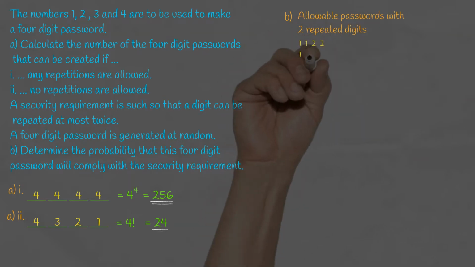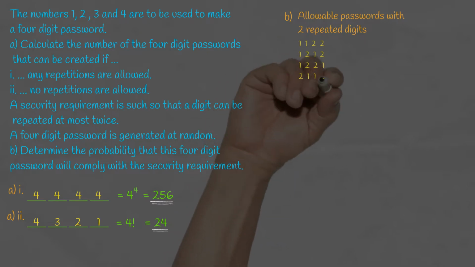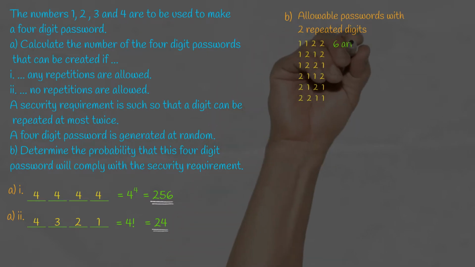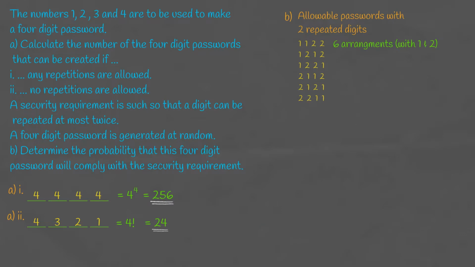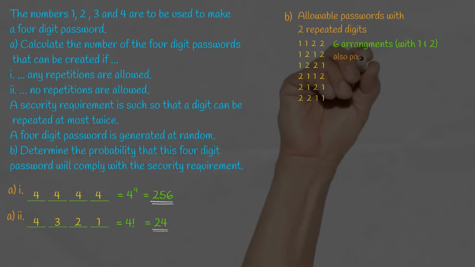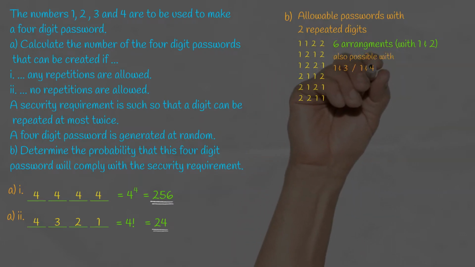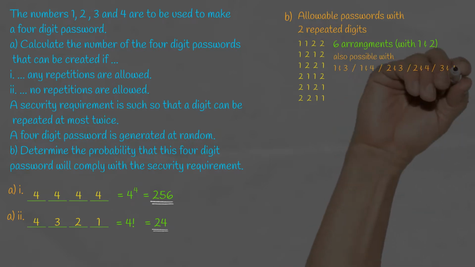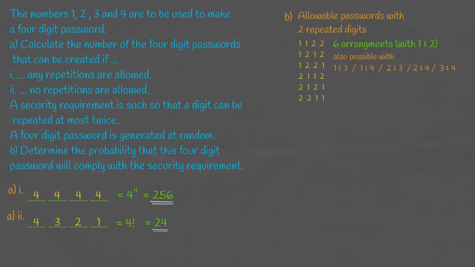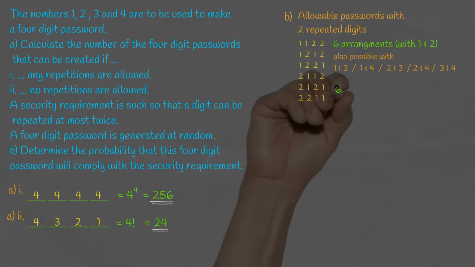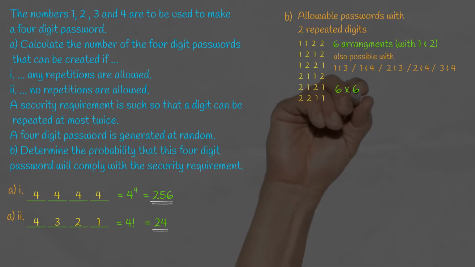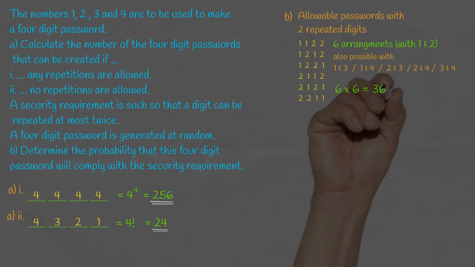So if we write down this little table, we can see that if we just use 1 and 2, there are 6 different arrangements with those 2 numbers. However, we can also make this table with 1 and 3, 1 and 4, 2 and 3, 2 and 4, and 3 and 4. So in total, we could make 6 different tables with these different number combinations. So if we have 6 different arrangements in the table and there are 6 different ways to organise the numbers, we'll have 36 different ways of having an allowable password with 2 repeated digits.